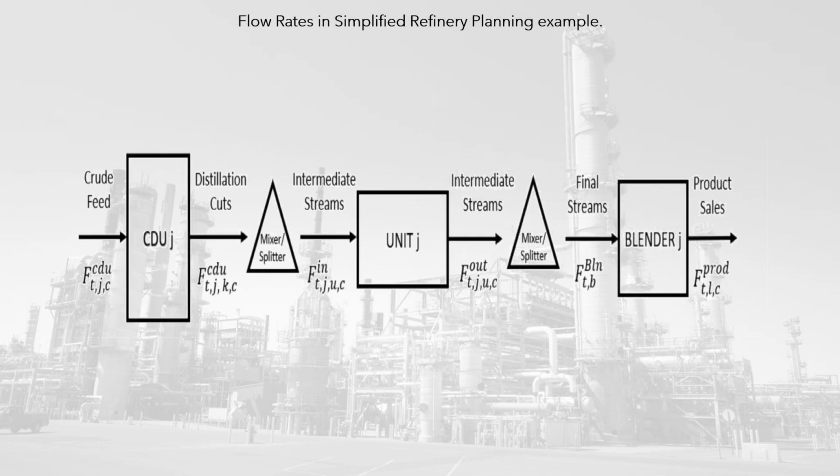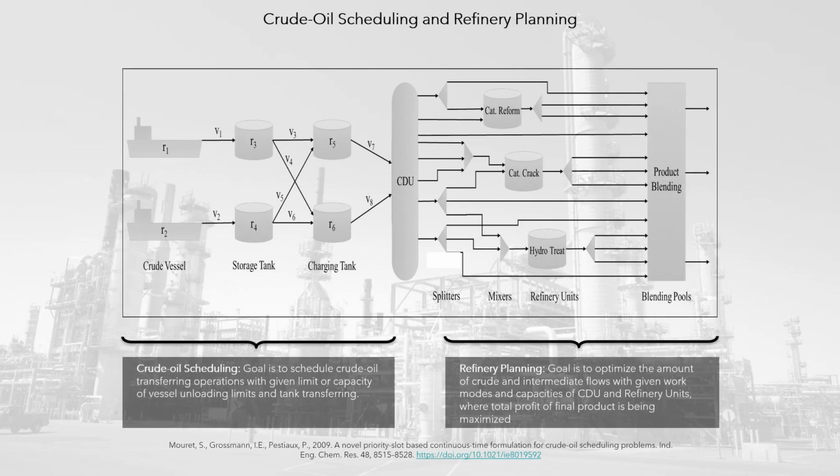The graph shows the flow rates in the simplified refinery planning example. The goals of the 2 models are as follows. Crude oil scheduling: the goal is to schedule crude oil transfer operations, with a certain limit for ship unloading capacity and tank transfer. Refinery planning: the goal is to optimize the amount of crude oil and intermediate flows, with working modes and capacities given for the CDU and the refinery process units, where the total benefit of the final product is maximized.